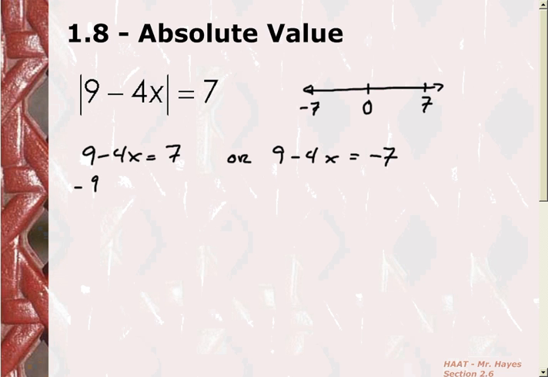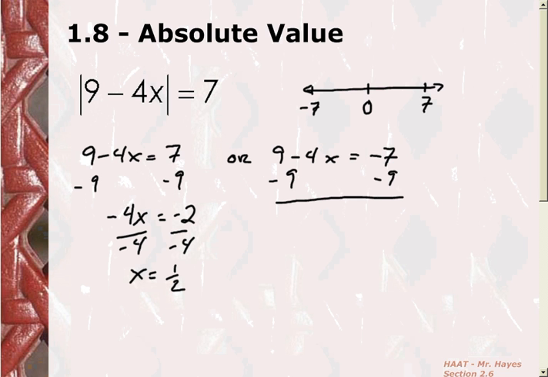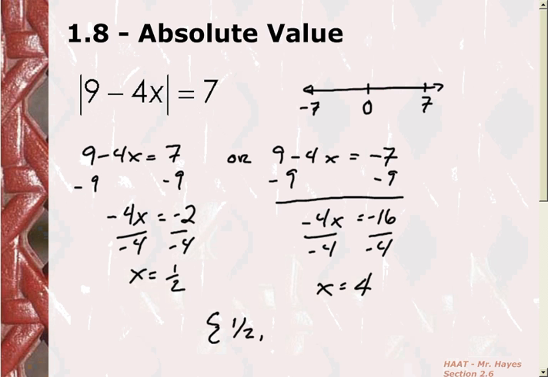Move the 9. Just make sure that you're doing the math correctly, because sometimes it's easy to get wrapped up in all of the craziness and make small mistakes. Divide through by negative 4, and please reduce. So I get 1/2. On the other side, same steps: subtract 9, divide by negative 4. Different results because you're doing the negative 7 instead of the positive 7. So you get x equals 4. Then in set notation, you've got 1/2 and 4, and that is your solution for that.